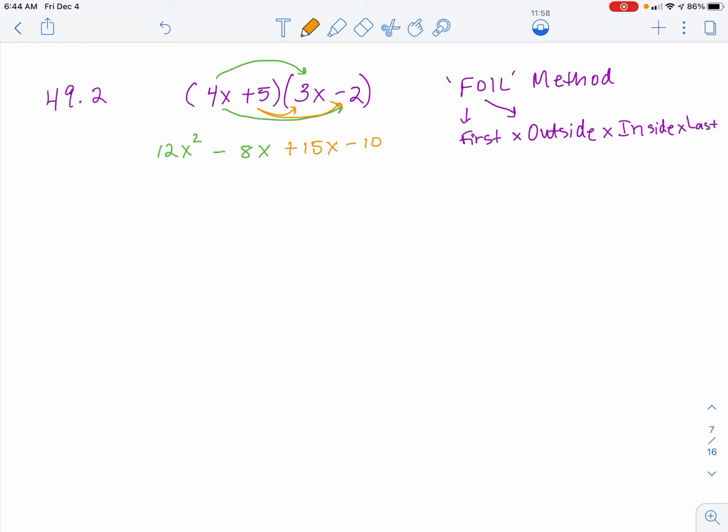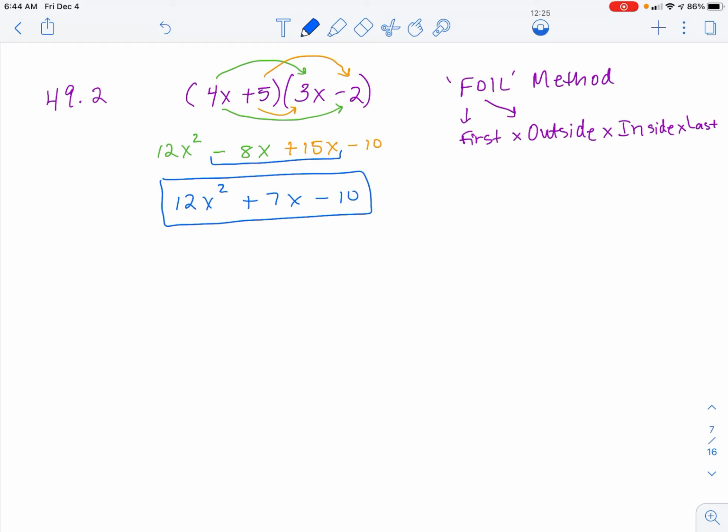So actually, I should have done, just to make this a little neater, let's do this. So my last terms would be here. That way you'll see it a little bit better, minus 10. Okay, so now we'll just add together what terms are like terms, and I can see here that I've got a few. Right here, actually just 2. So our final answer would be 12x squared plus 7x minus 10. Okay, so that's how you would do that.